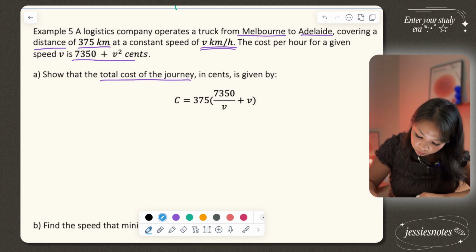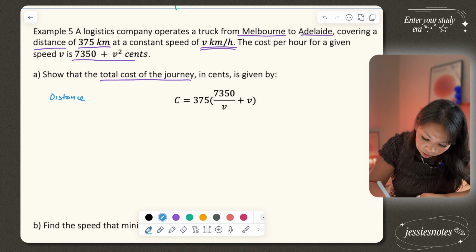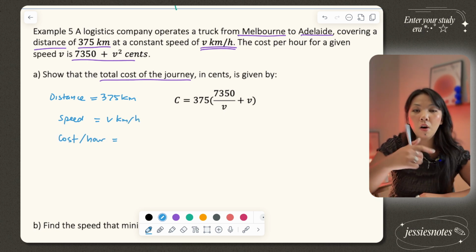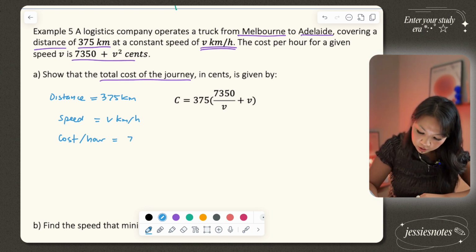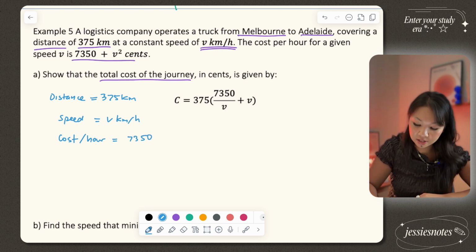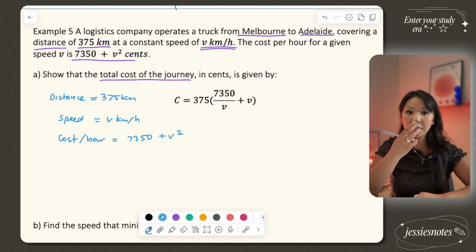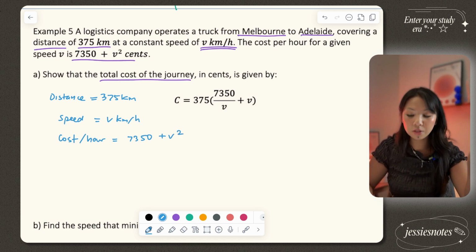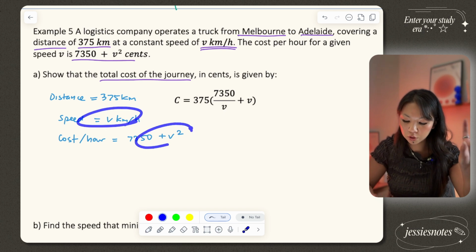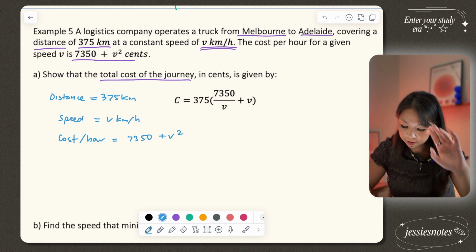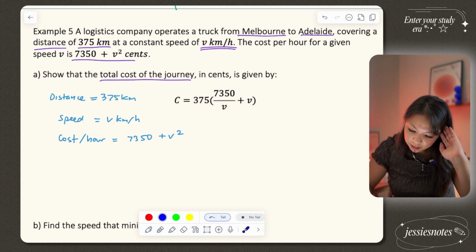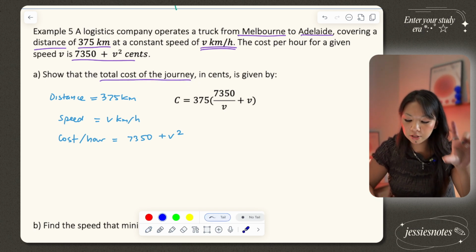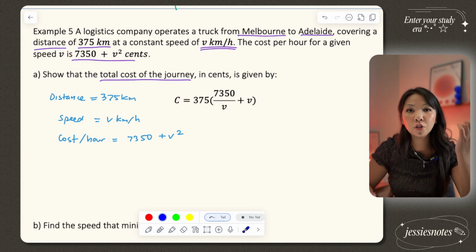So let's break down all this info. We know that the fixed distance between the two is 375 kilometers. We also know the speed is v kilometers per hour. And we know also the cost per hour. So 1 hour of traveling is going to cost 7,350 plus v squared, whatever the speed is. So the cost is proportional to the speed. If you travel quicker, the cost is more because you're using more fuel. Okay, so over here though, this cost equation for C is going to represent the total cost of the journey, however long the journey will take.